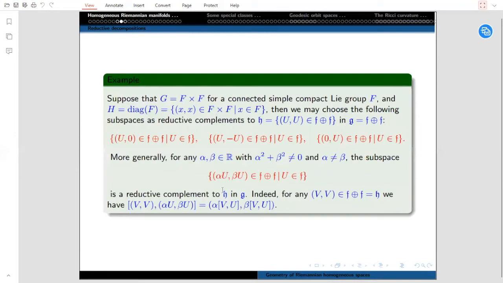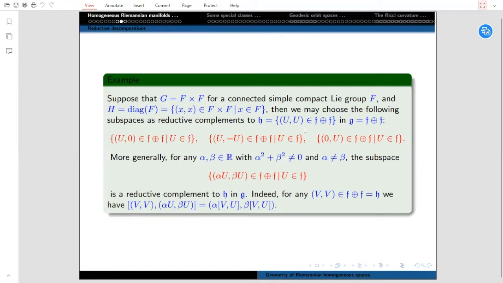Okay. Now an example, maybe the most important in this talk, to consider. Let's suppose that G is F times F, the direct product of two copies of a simple compact Lie group F, and H is diagonally embedded F in this group. This is a definition.